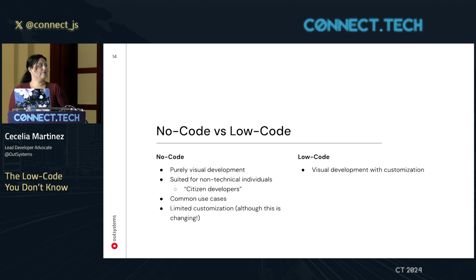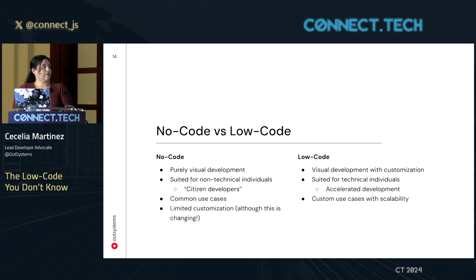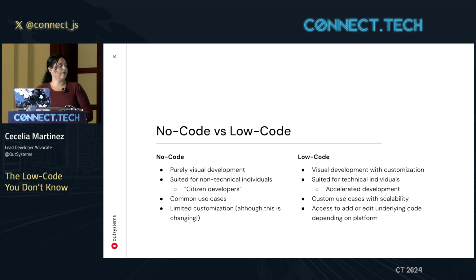Low code is still visual development, but it has customization. It's suited for more technical individuals because you will need to interact with code and you'll need to implement software architecture practices, like understanding what a UI, logic, and data layer are. It's meant to accelerate development, not replace it. And it's also good for custom use cases where scalability is required. It typically allows you to access or edit underlying code depending on what platform you're using. So this means that you can either interact with the output code or interact with it via a platform.